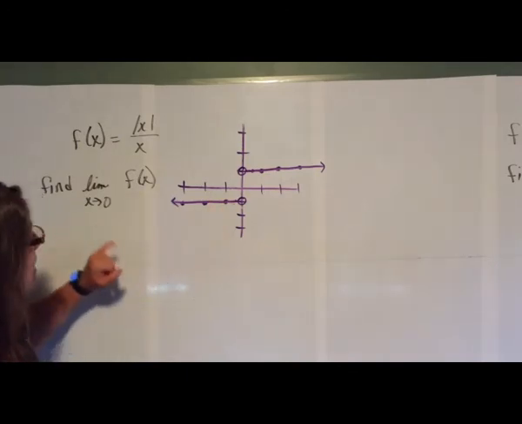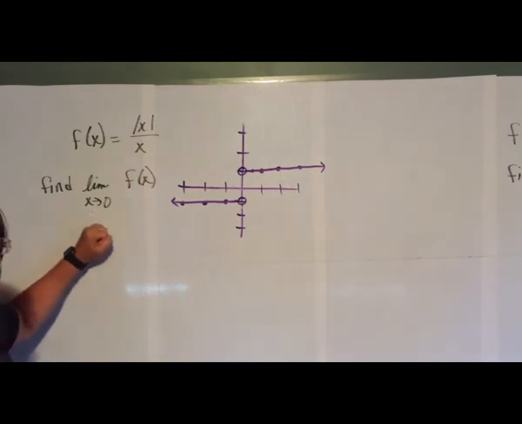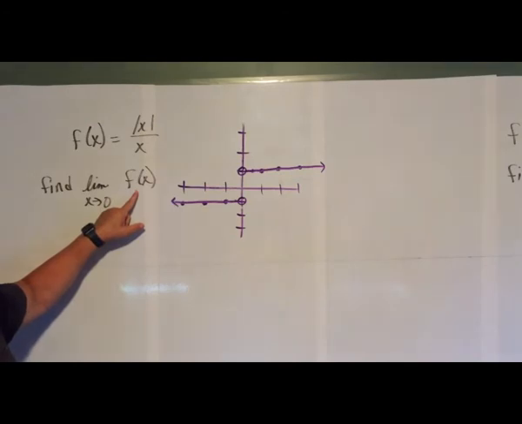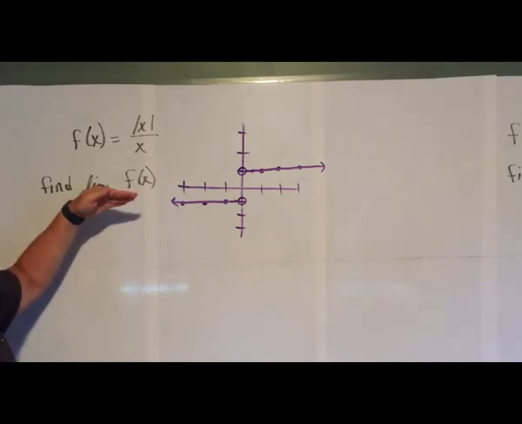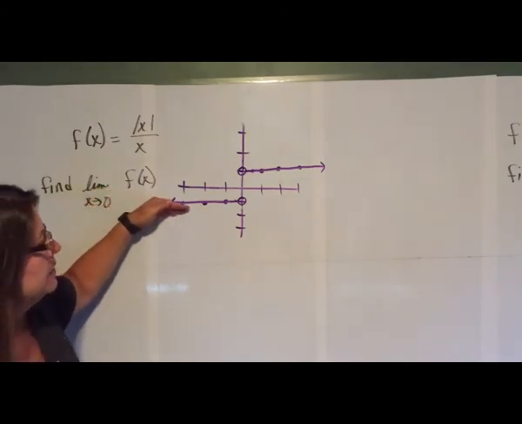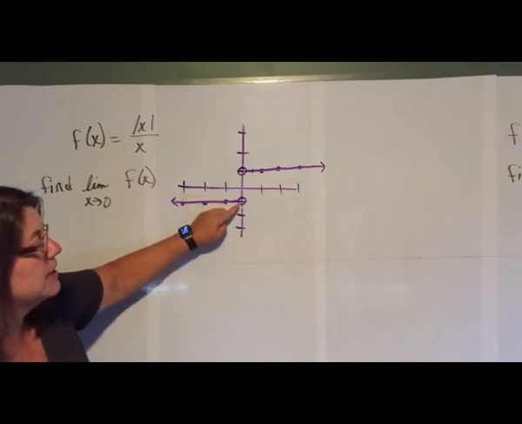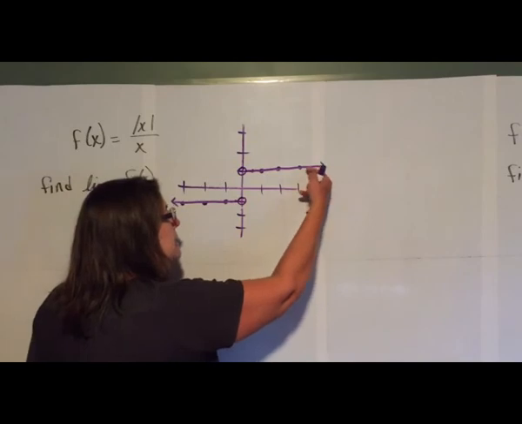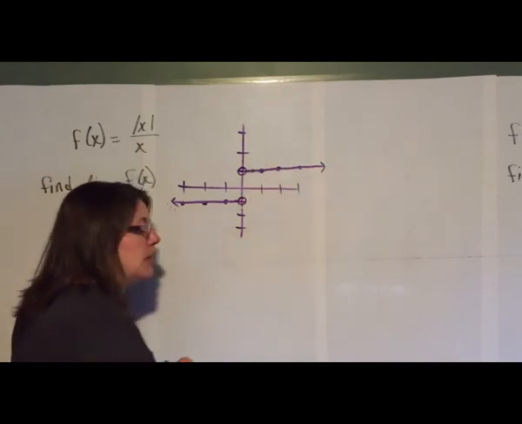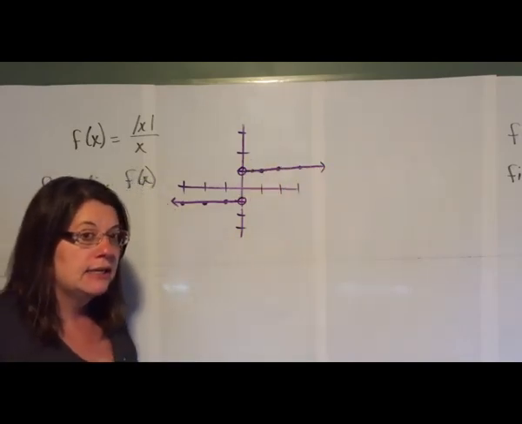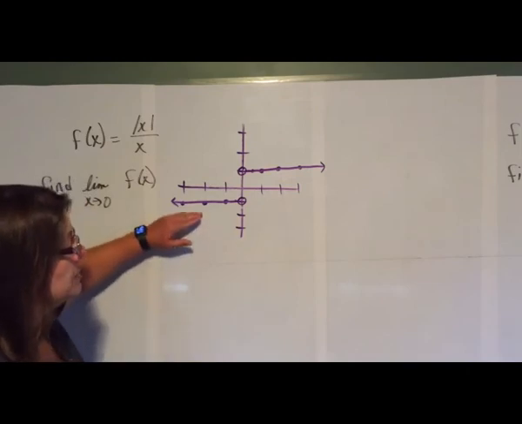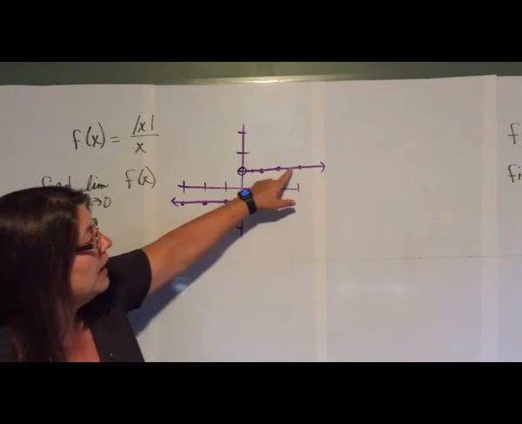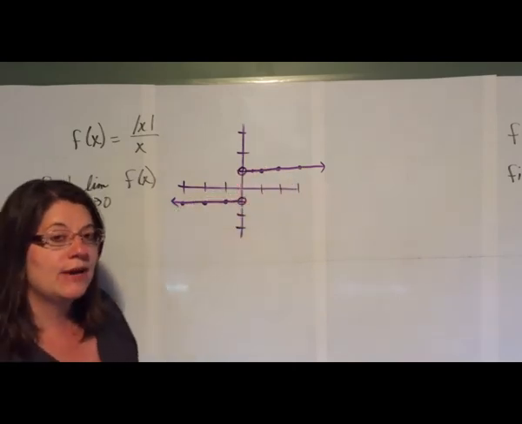Now look at what happens at 0. They're asking us here to find the limit as x approaches 0 for f of x. Well, if we approach from the left, it looks to me like it's approaching -1. If we approach from the right, it looks to me like it's approaching a y value of 1. Well, the y value approaching from the left is -1. The y value approaching from the right is 1. Those two y values are different.